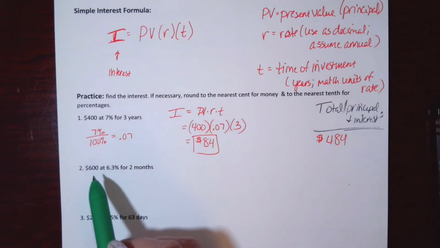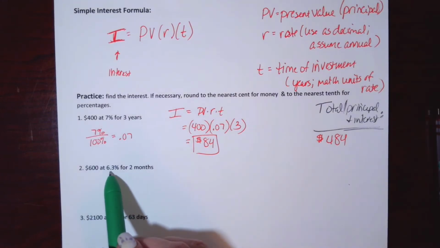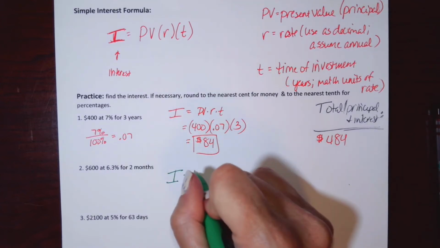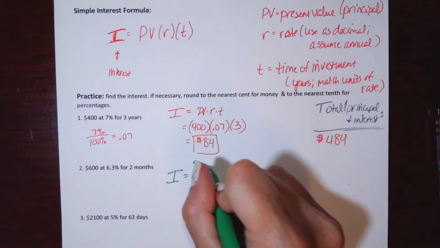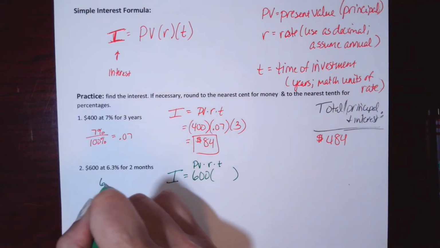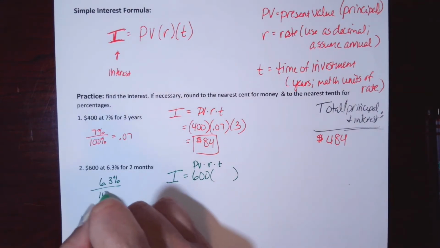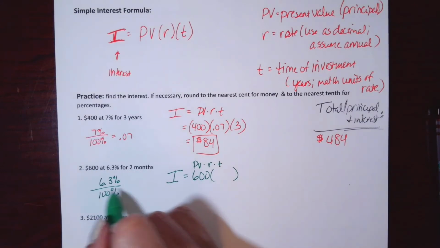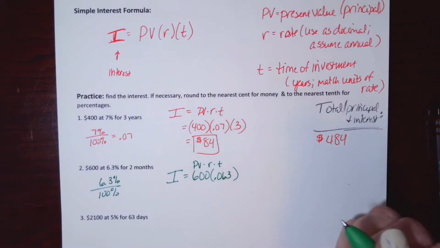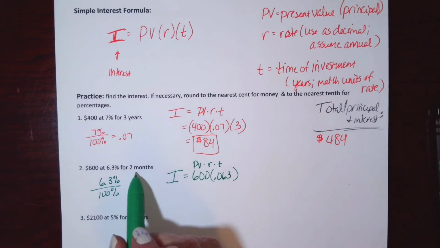All right, next one, we're going to invest $600 at 6.3% for 2 months. So again, we're solving for interest. Our present value is 600. Our rate, 6.3% out of 100%. I moved that decimal 2 places back to the left. My decimal is 0.063. Ooh, 2 months.